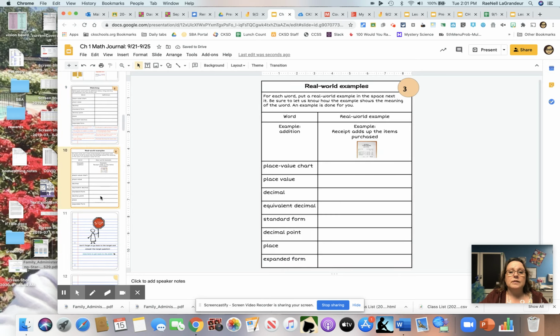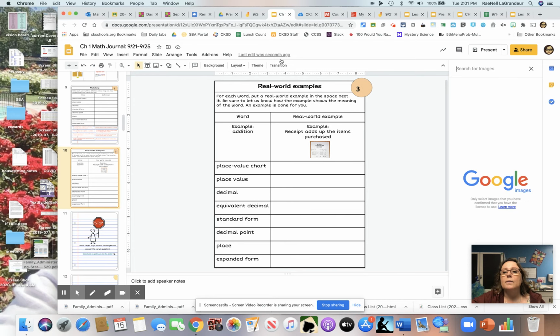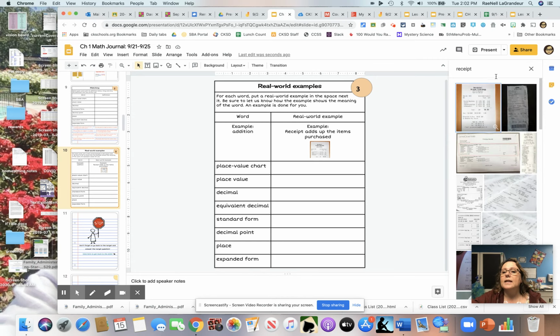And this last one, your last choice, is finding real world examples. So you'll notice that I did the word addition. That's not one of our vocabulary words. So I just picked a math word that I knew I could find an example of. And over here, I decided, a receipt adds up items. So I've got a picture of a receipt. So all I did to get that was I went up here to image, insert image, search the web, and over here I typed receipt. And I got lots of pictures of receipt. I picked one, this one right here.